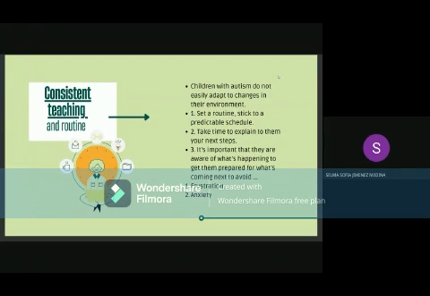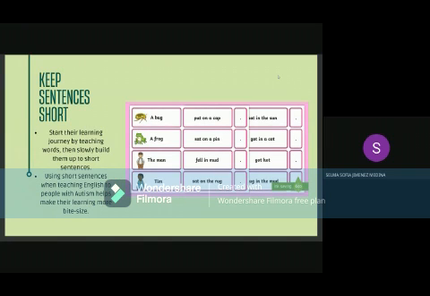Third, consistent teaching and routine. Children with autism do not easily adapt to changes in their environments. We have to set a routine, stick to a predictable schedule, and take time to explain to them our next steps. It is important also that they are aware of what's happening to get them prepared for what's coming next, to avoid frustration. Fourth, keep sentences short.